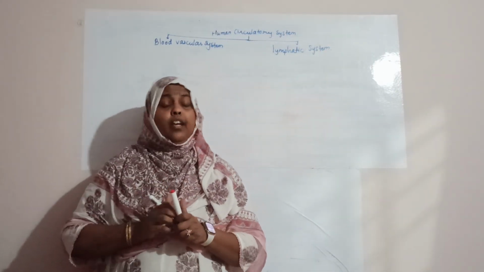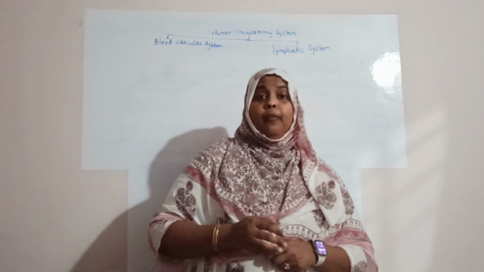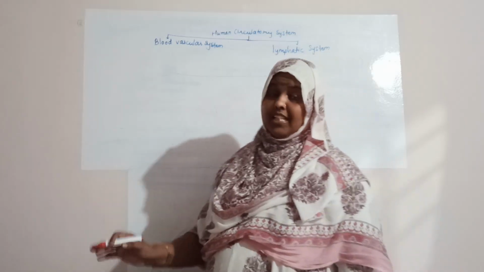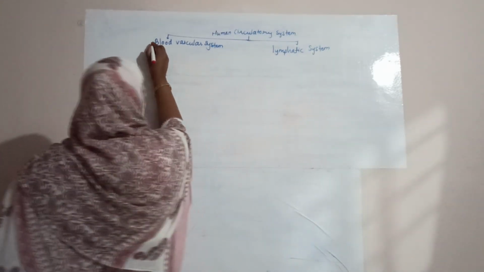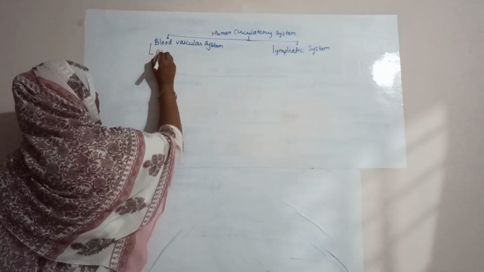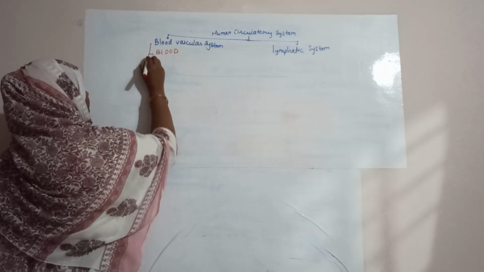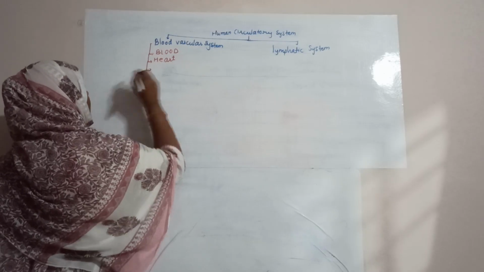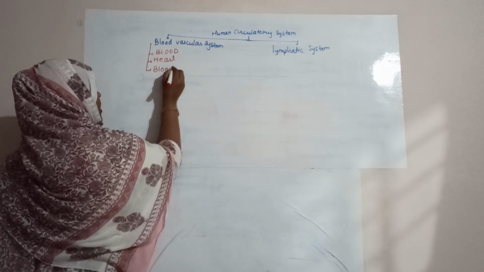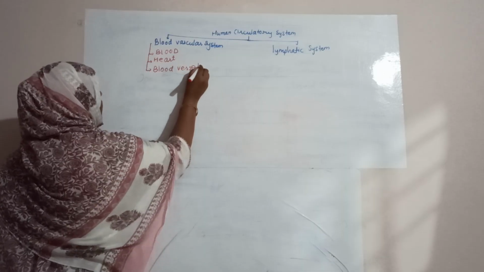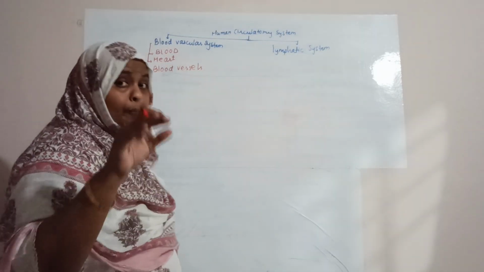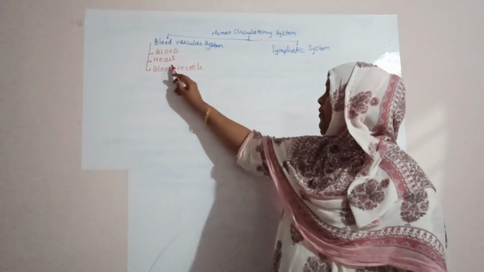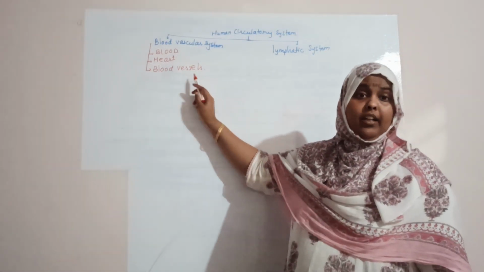So first we study which thing? First we study about the blood vascular system. The blood vascular system consists of three different things. The first one is known as the blood. The second one is the heart. The third one is the blood vessels. Okay. So our body's blood vascular system consists of three different things. Which ones? Blood, heart, and blood vessels.